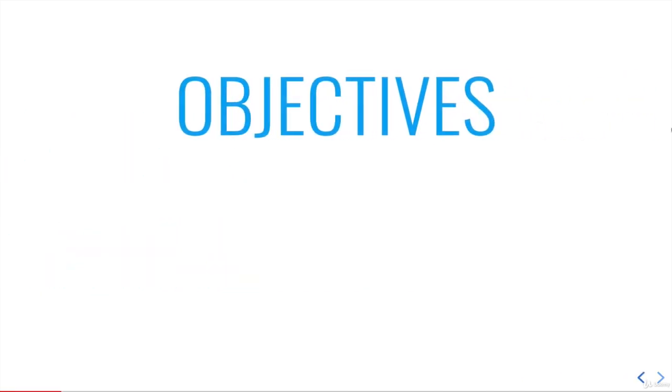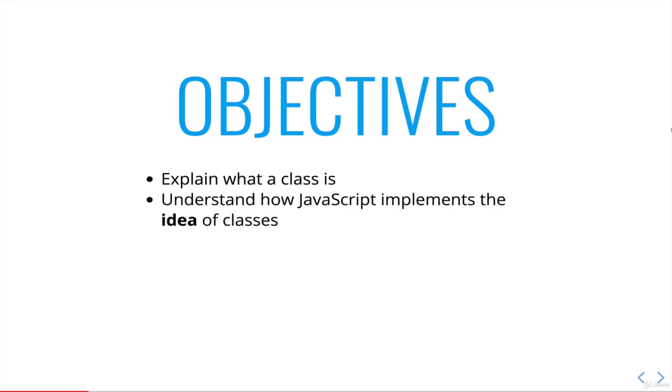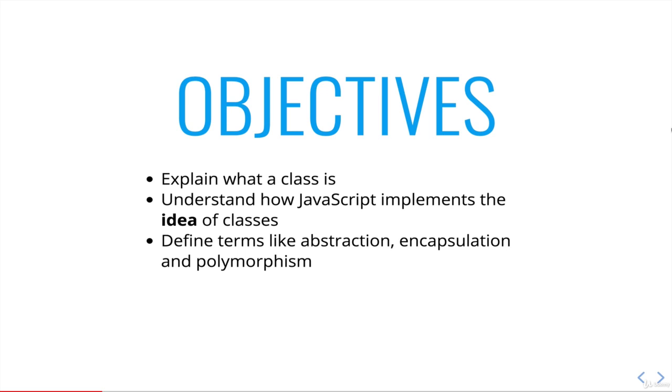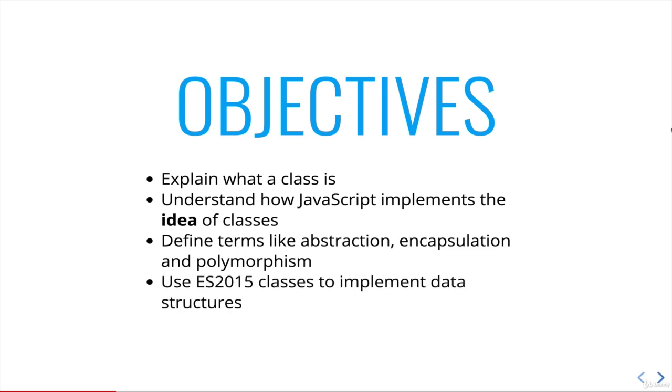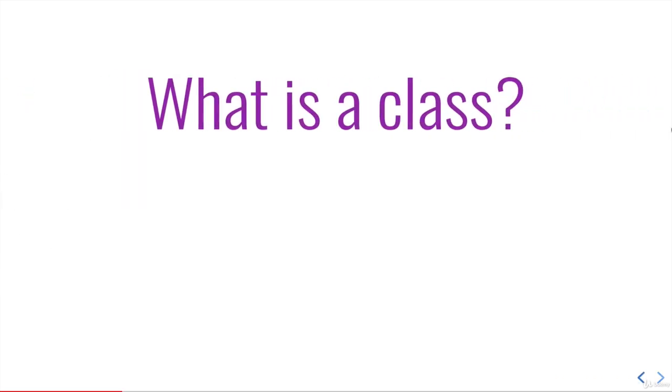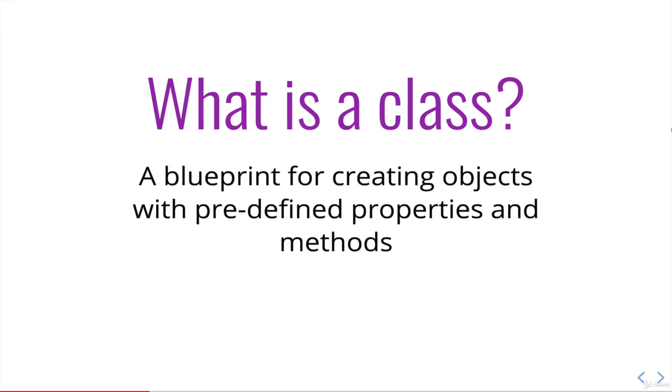So first, our objectives. We're going to start by talking about what a class is. We're going to understand how JavaScript implements the idea of classes, which I bolded because it's not quite true object-oriented programming. We'll define terms like abstraction, encapsulation, and polymorphism, and then we'll use ES2015 classes to implement data structures. Okay, so first up, what the heck is a class? So in general, a class is like a blueprint for creating objects with predefined properties and methods. So we'll learn how to make a singly linked list or a doubly linked list. We define a pattern for a doubly linked list, but then we can actually instantiate many objects, many individual linked lists using that blueprint, using our class.